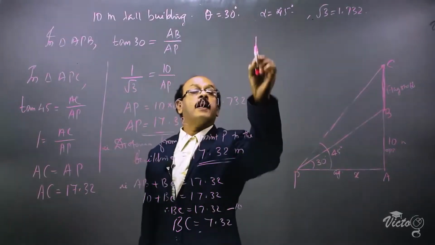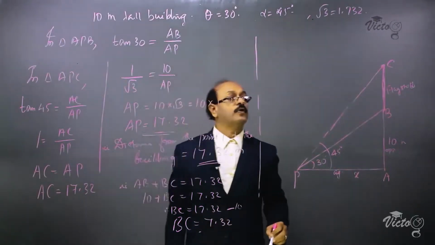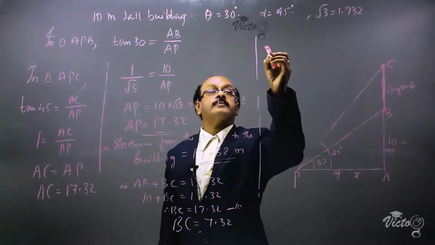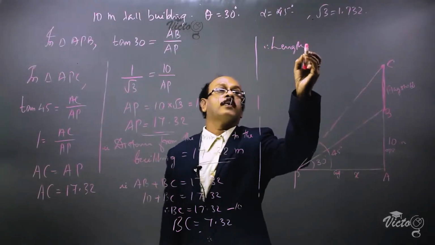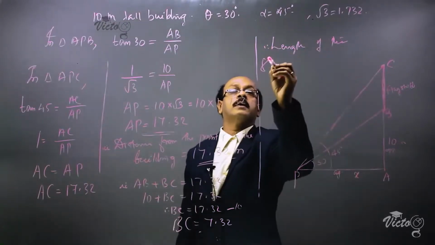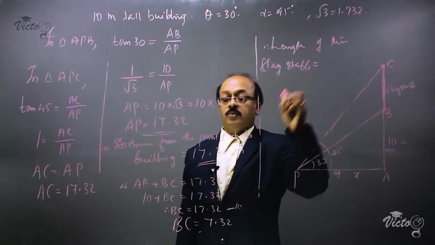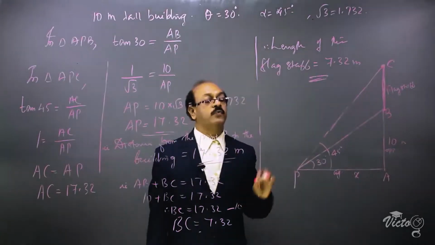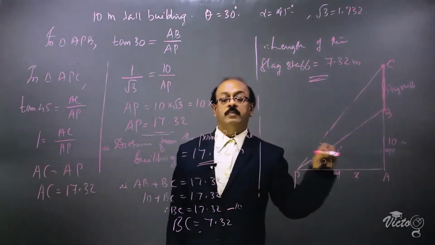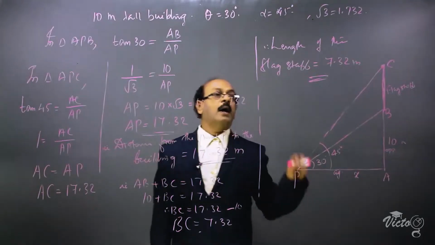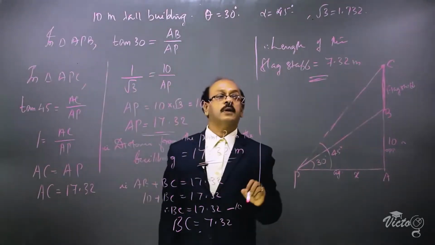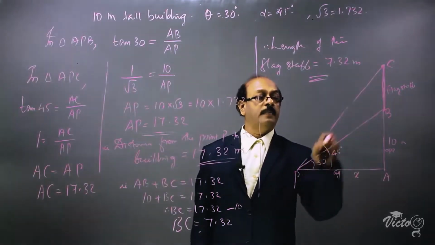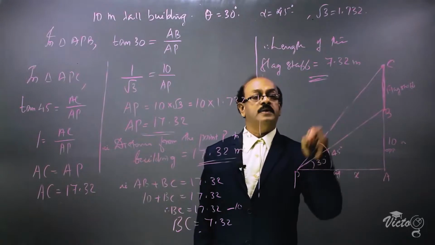That is, our conclusion is length of the flagstaff, that is BC. We have taken BC as the flagstaff. Therefore, length of the flagstaff is equal to 7.32 meter. So we got the two answers. One is distance from the point P to the building, it is 17.32 meter, and the length of the flagstaff is equal to 7.32 meter. We have to consider firstly tan 30 from triangle APB and tan 45 from triangle APC.